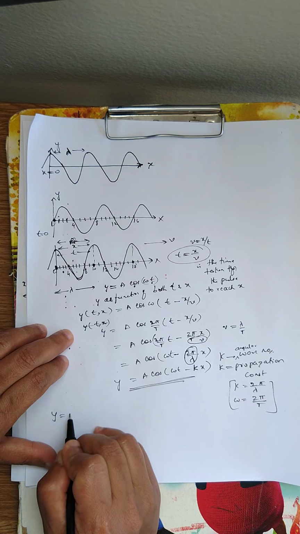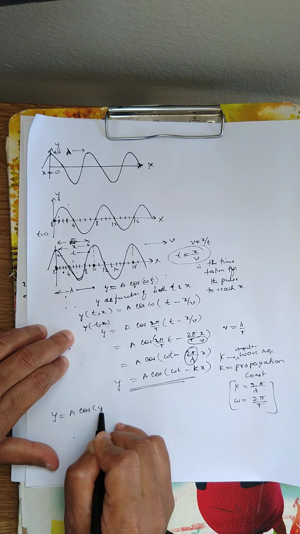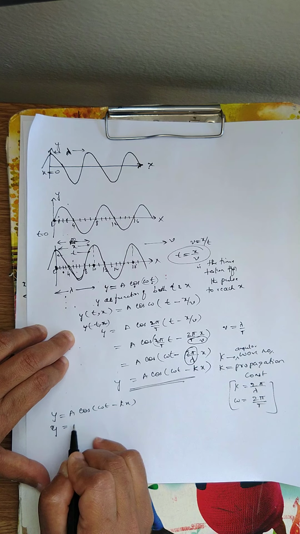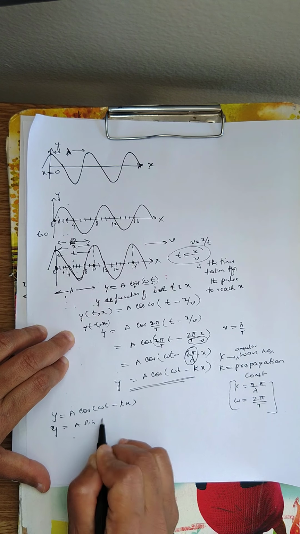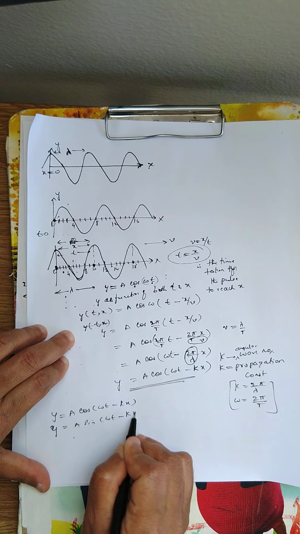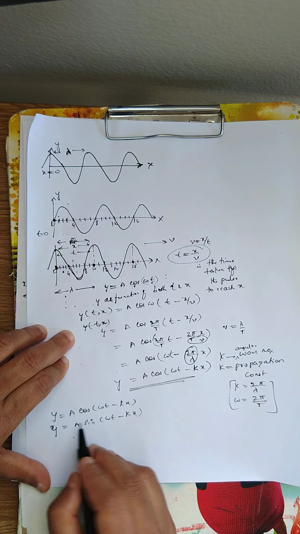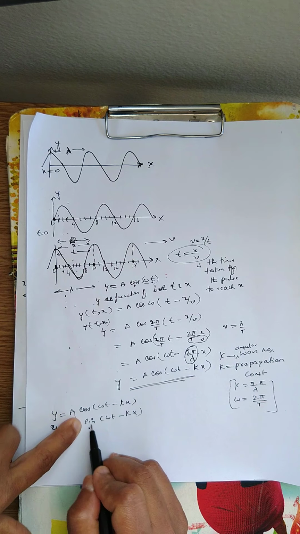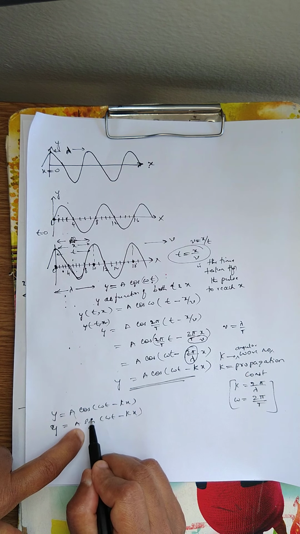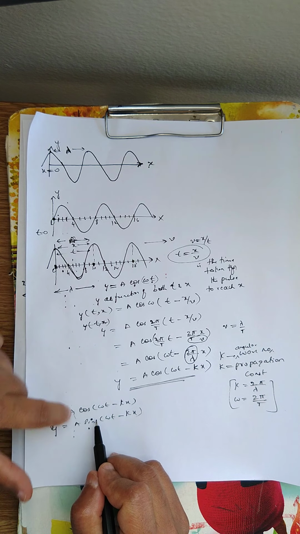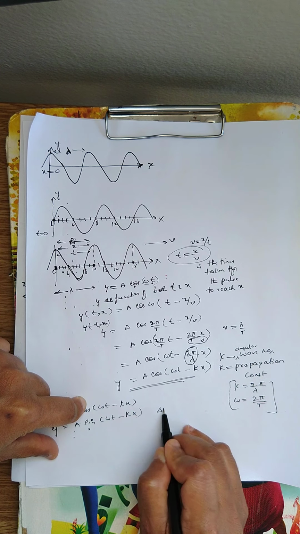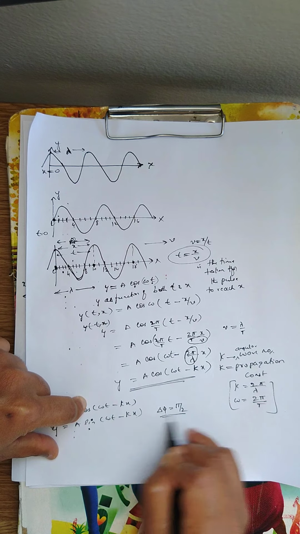Now how are y is equal to a cos of omega t minus kx and y is equal to a sine of omega t minus kx different? Well, these two are different because for a sine function to become a cos function, the argument needs to have a phase difference of pi by 2 radian.